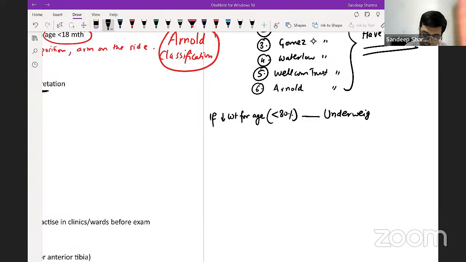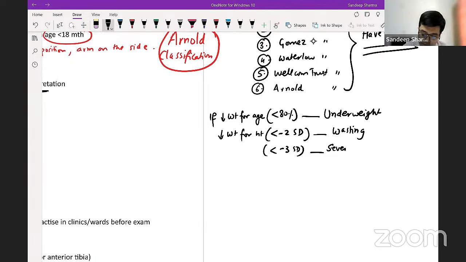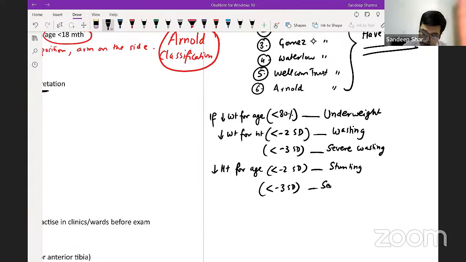If the child has reduced weight for height, below -2 standard deviation, you say the child has wasting. Wasting indicates acute malnutrition in the child. If it is below -3 standard deviation, we use the word severe wasting. Then you check height for age. If height for age is below -2 standard deviation or -2 Z-score, we use the word stunting. And if it is below -3 standard deviation, we use the word severe stunting in the patient.